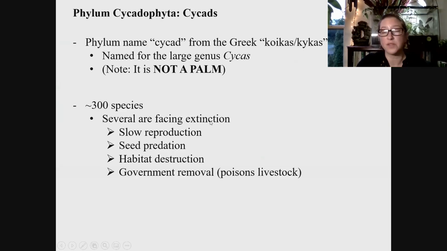There's not that many species left on Earth. There's about 300 species. Most of those are facing extinction for different reasons, including slow reproduction, habitat destruction. Sometimes governments remove them because they're poisonous to certain livestock, and also seed predation, such that the seeds get destroyed and can't grow into another plant.